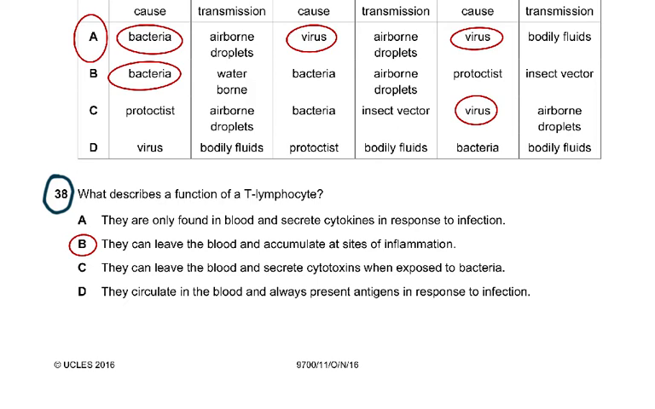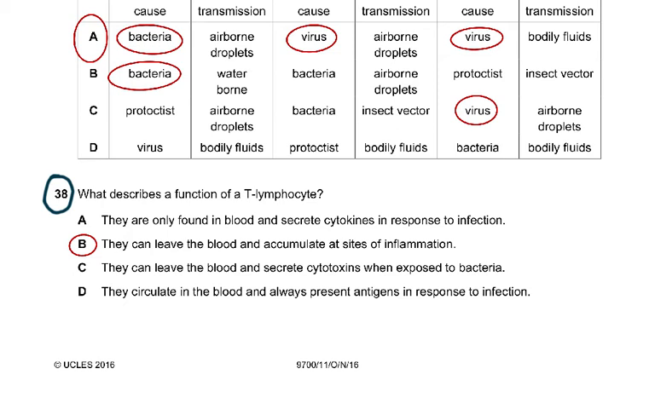So the answer was B. They can leave the blood and accumulate at the site of inflammation. The others were all incorrect. They only found out about secreting cytokines and responding to infections.